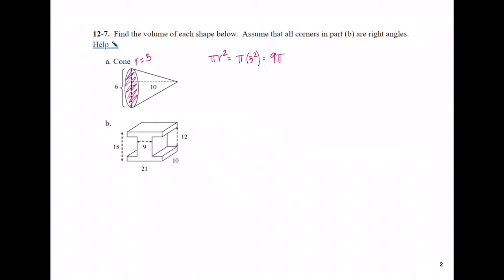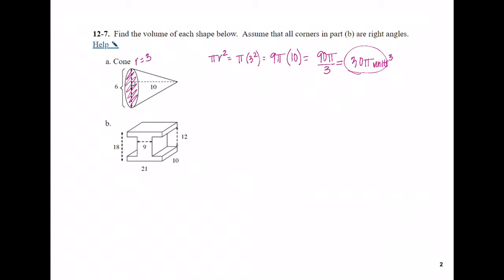I then need to multiply that by the height of my cone, which is 10. So I get 90 pi, and then it is a cone, so we need to divide by 3 because 3 cones could fit into a cylinder. So 90 pi divided by 3 is 30 pi. Make sure it's volume, so you label it units cubed.